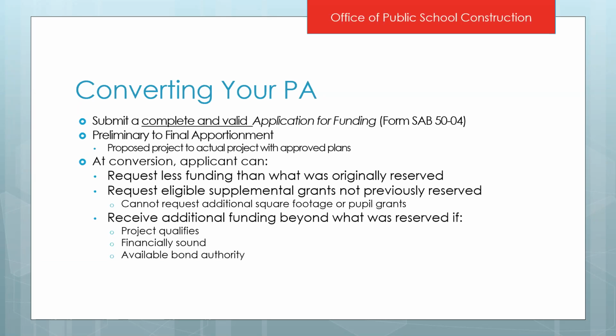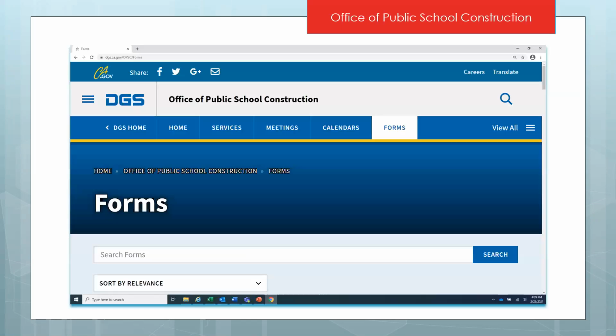You can also receive additional funding beyond what was reserved for you. If your project qualifies for the additional funding, you can be found financially sound for the additional funding, and we have available bond authority to fund you beyond what we reserved. The Form SAB 5004 that you will use to convert your project, along with all other SAB forms that I'm going to be mentioning in this presentation, can be accessed from our website under Forms.